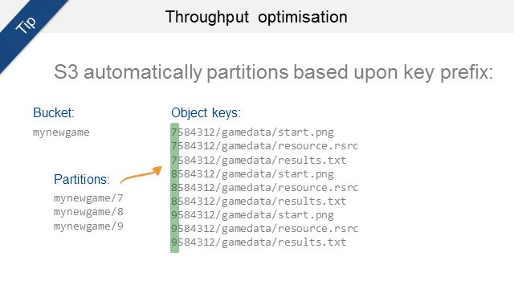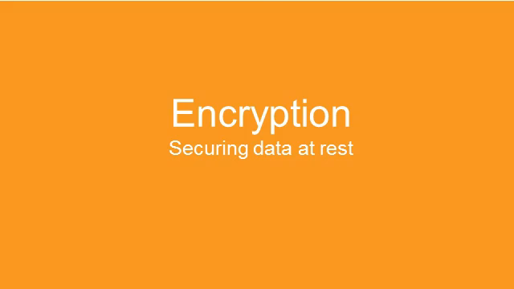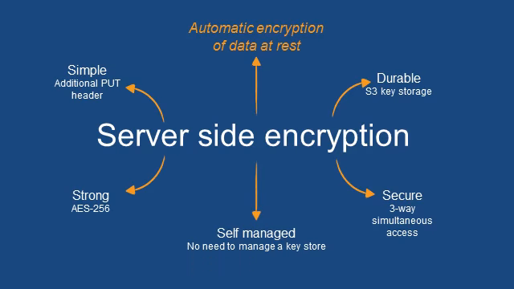Okay. Move on now and talk a little bit about encryption. Obviously, it's key for certain use cases that data can be secured while it's at rest. And we have something called server-side encryption, which can address this requirement. So it's very simple to use. You just put an additional put header in the request to S3, and that will result in your data being encrypted while it's being stored using a strong AES-256 block cipher. It's very durable because the keys themselves are also stored within S3, and this enables you to achieve automatic encryption of data while it's at rest. And obviously S3 will deal with your key management, so you don't need to self-manage a key store on your side.